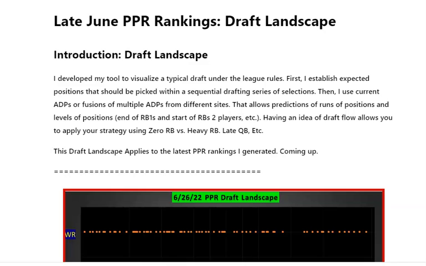And if you have a strategy that you want to employ, zero RB, heavy RB, late QB, early QB, I don't know, whatever strategies you may have, zero WR or heavy WR, whatever it is going on, this is a way to at least figure out where you're going with that strategy.